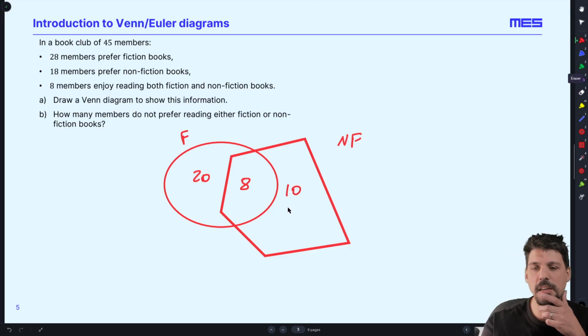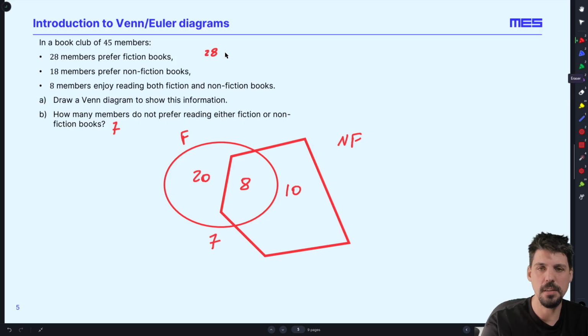And now I can start looking at, well, how many people don't like fiction or non-fiction? Well, how many people have I represented so far? 20, 28, 38. There are 45 members. That means there are 7 members that don't like either. How many members do not prefer reading either fiction or non-fiction? 7.